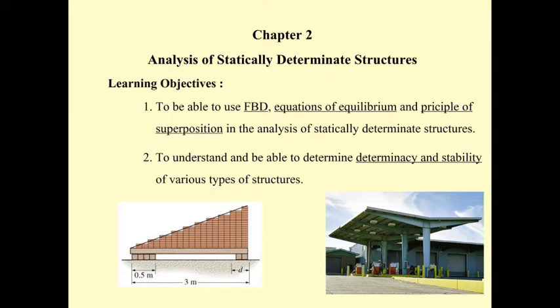We need to find the determinacy because, in the large picture, the structure can be separated into statically determinate. That means we can solve the structure by free body diagram and the equilibrium equation. And the other is the statically indeterminate structure. That means the free body diagram and the equation of equilibrium are not enough. We have to put in the compatibility condition to solve that kind of structure.